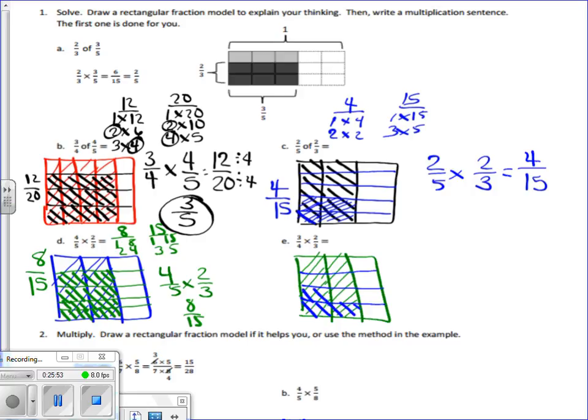1, 2, 3. 1, 2, 3, 4, 5, 6, 7, 8, 9, 10, 11, 12. 1, 2, 3, 4, 5, 6 are colored in. What makes a 6? 1 and 6, 2 and 3. 1 and 12, 2 and 6, 3 and 4.